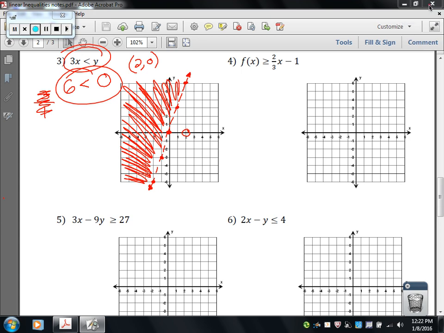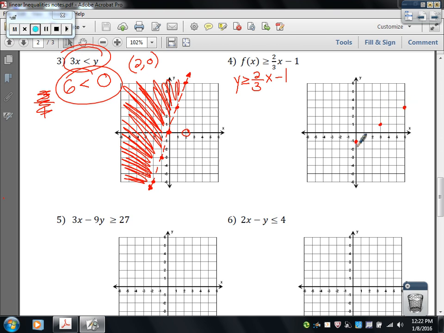Let's try this one. The only difficult thing about this is that you just need to understand that f of x is the same thing as y. So I want you to rewrite the equation: y equals 2/3 x minus 1. Okay, and now I'm in slope-intercept form, which is great. So where do I start on my line? Start at -1. What's my slope? So what do I do? Up 2 to the right 3.